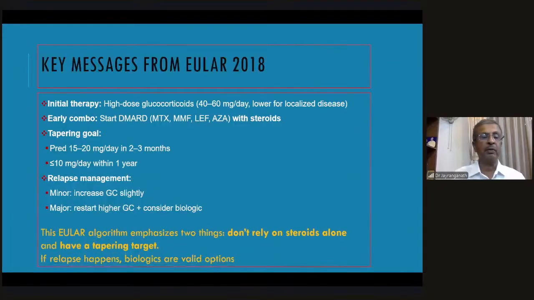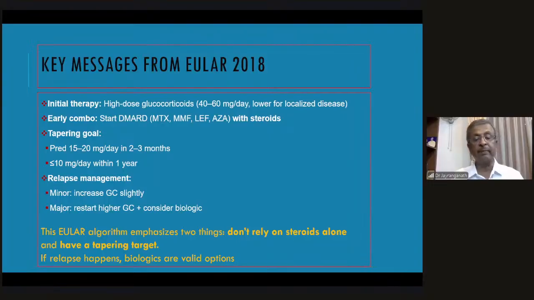So the key message from this: initial therapy is high-dose glucocorticosteroids with early combination with immunosuppressants, and a tapering goal. I told you time and again, I'm repeating this because it has to be impregnated. You don't need to refer each and every case to the rheumatologist. We can manage ourselves. Relapse management: for minor relapse, increase glucocorticoid slightly; for major relapse, restart GC plus consider a biologic. That is the only stage in relapse management. Hit hard with the GC and consider a biologic.